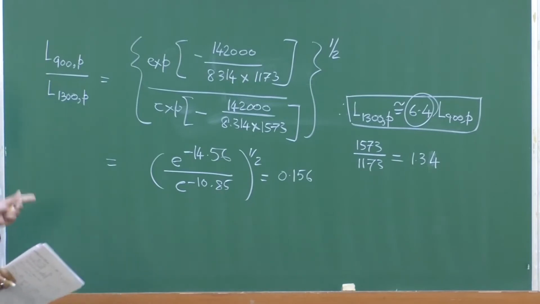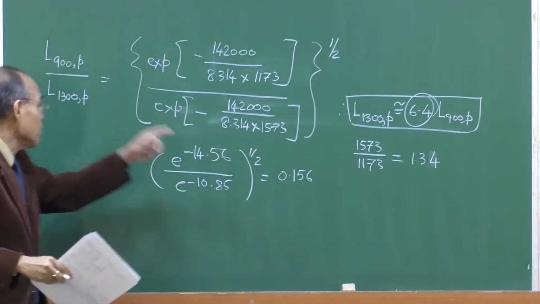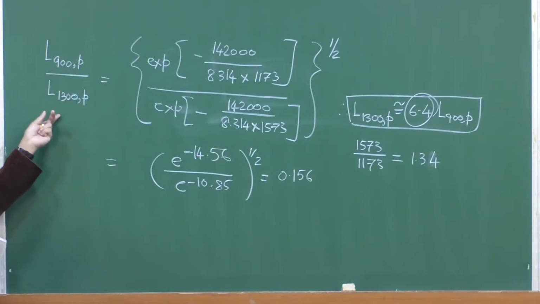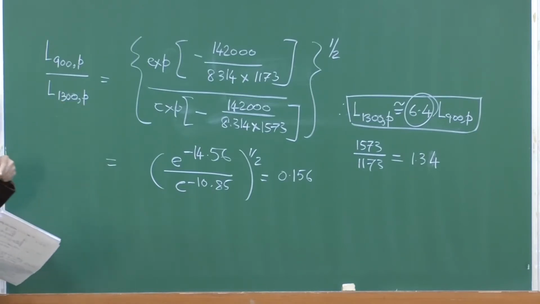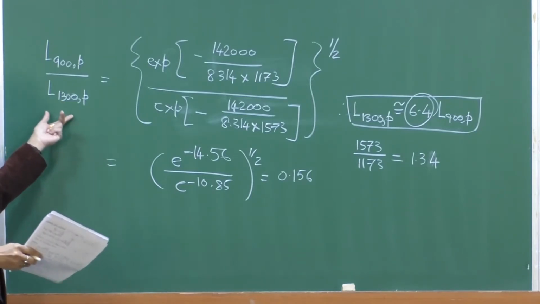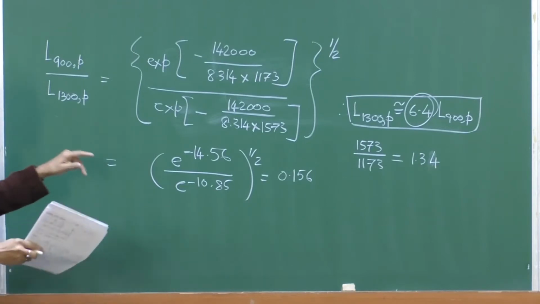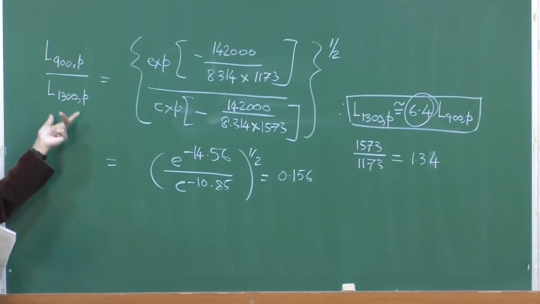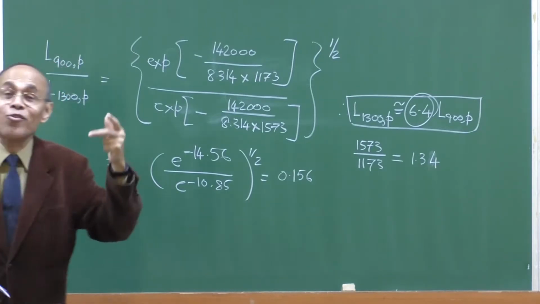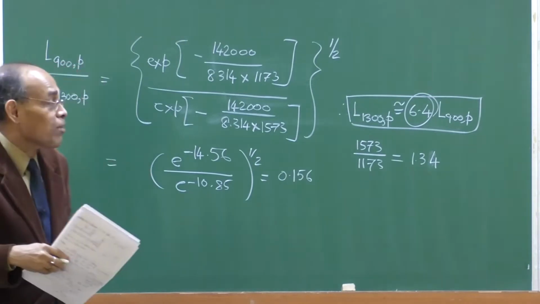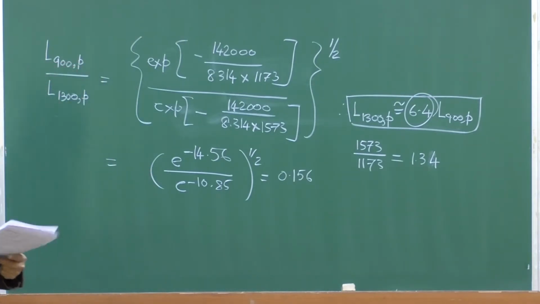So, either the temperatures will be given, you will be asked to calculate the ratio of the penetration depth or the increase or decrease in the penetration depth, or alternatively you may be given the penetration depth and you may be asked to find out by what factor or by what amount you have to change the temperature. Okay? The problem can be posed in either of the two ways.